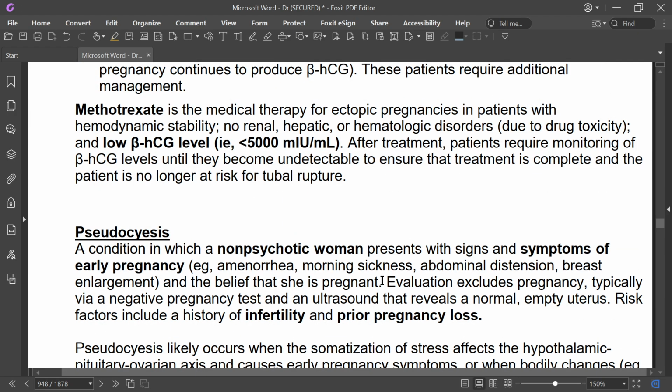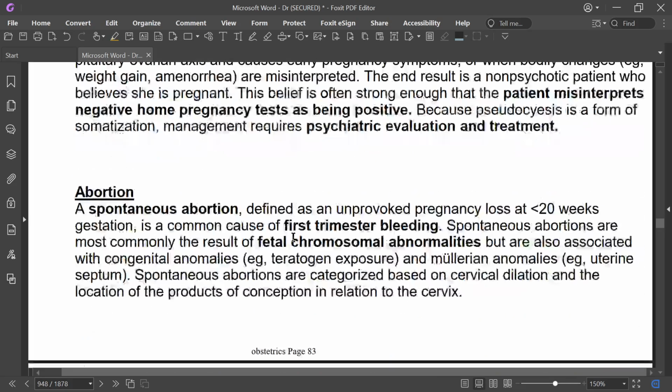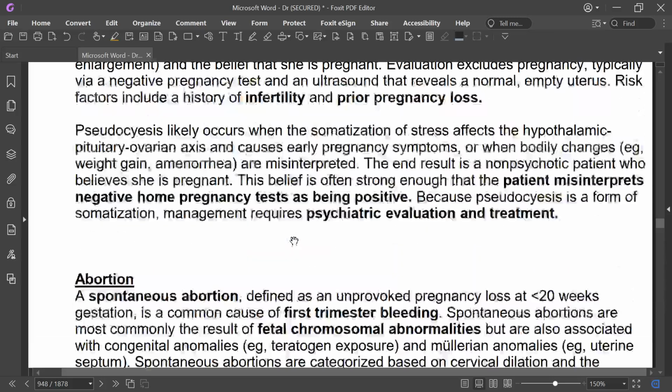Methotrexate is the medical treatment for ectopic pregnancy in patients with hemodynamic stability and no renal, hepatic, or hematologic problem. These patients should have a low beta HCG level, less than 5000. After treatment, patients require monitoring of the beta HCG level until it becomes undetectable to ensure the treatment is complete and the patient is no longer at risk of tubal rupture.